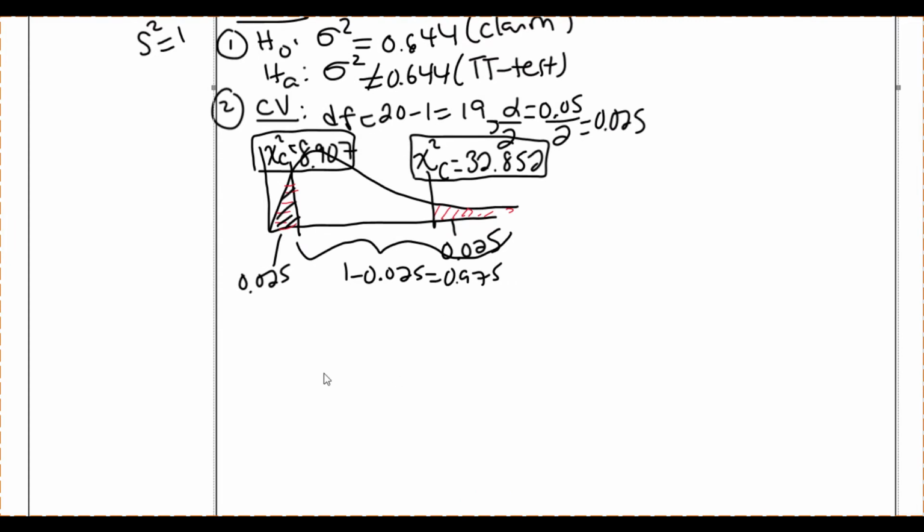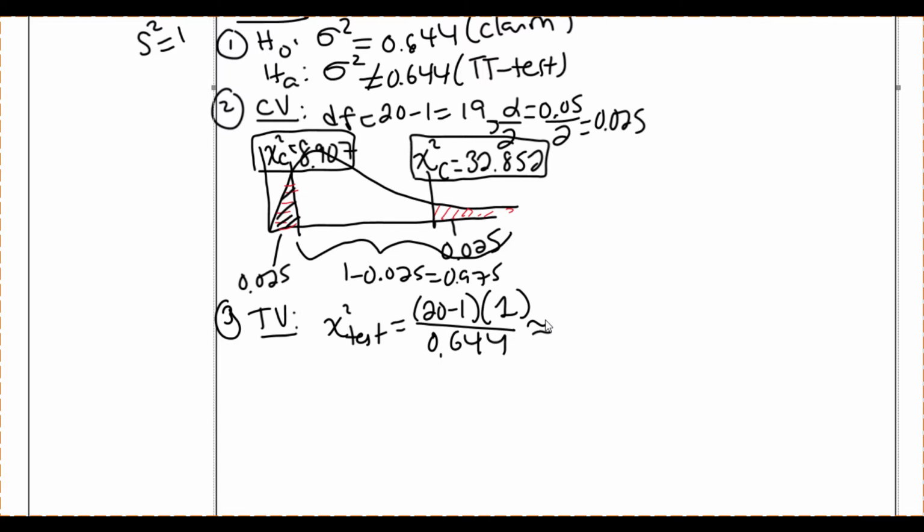So now we need to find our test value, which means we need to calculate the chi-squared test. So again, the formula is n minus 1, so it's 20 minus 1 times s squared, and s squared is just 1, and then over sigma squared. So they said that sigma squared from the claim is 0.644. All right, so plugging this into the calculator, we get a test value of 29.50.